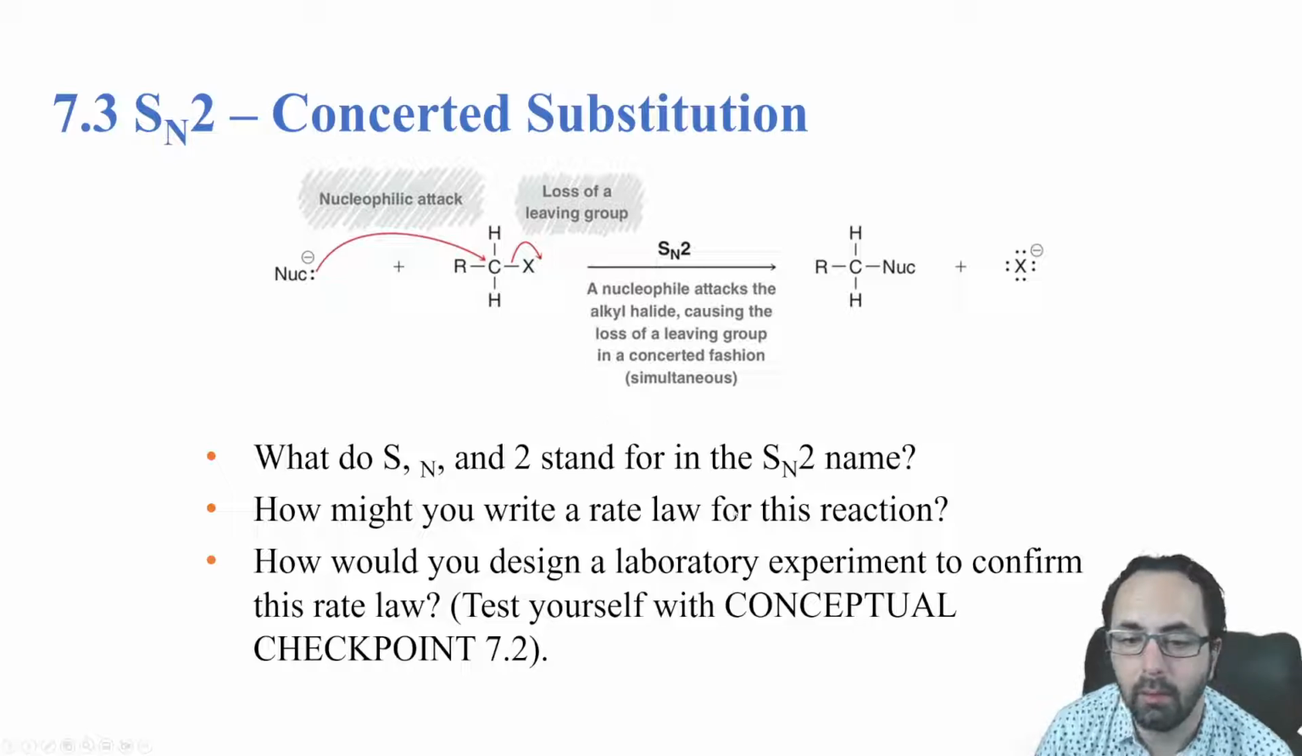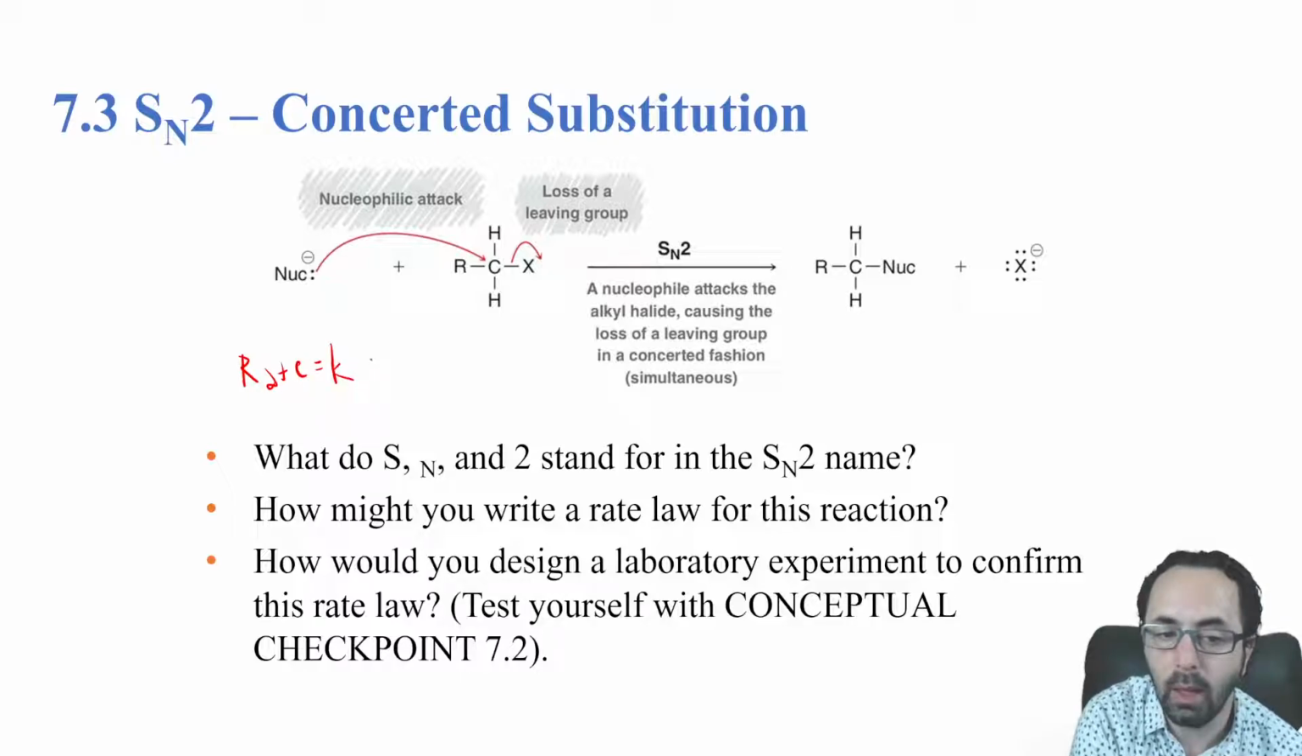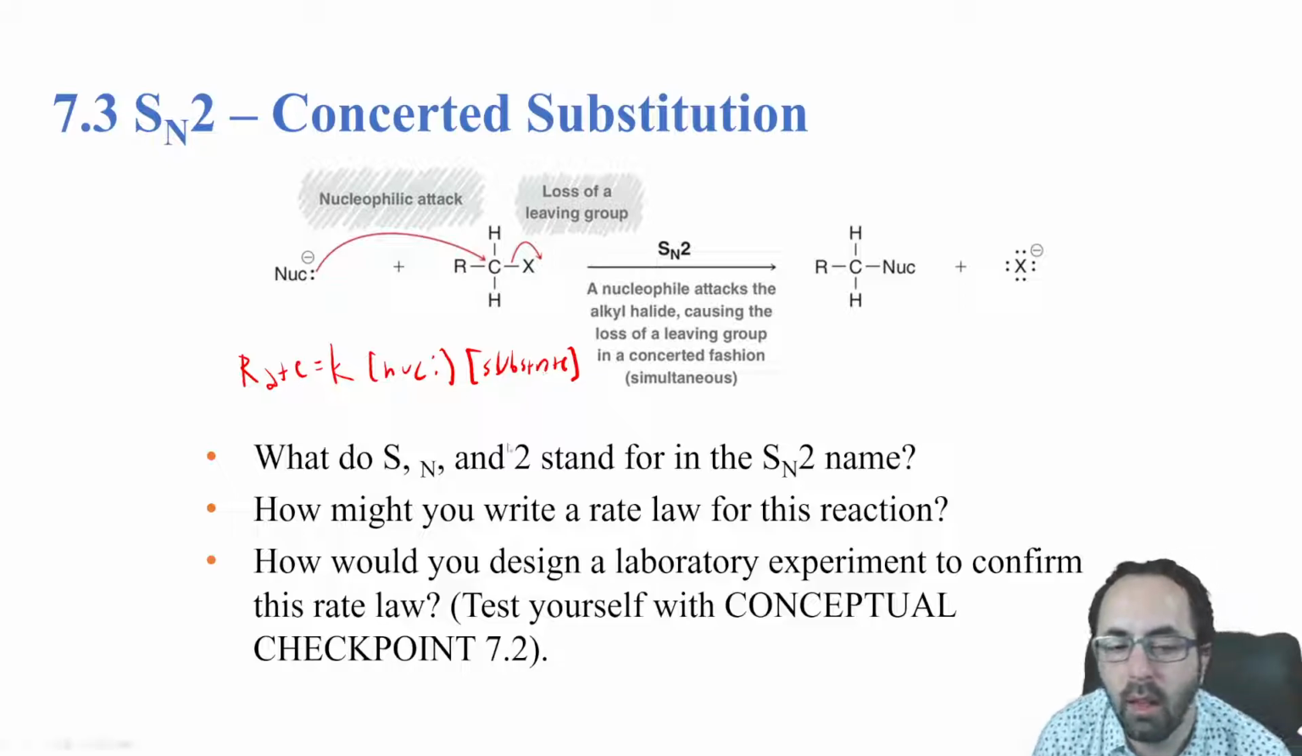So if we were writing a rate law for this reaction, how would we write it? Well, this is going to depend on both of the reactants. We have two reactants here. One is the nucleophile, and then the other one is what I'll call the substrate here. And so this is a bimolecular reaction. It requires both. Its rate is dependent on two reactants, and that's why it's called 2. The 2 stands for the bimolecular reaction. It depends on two reactants and their concentrations.